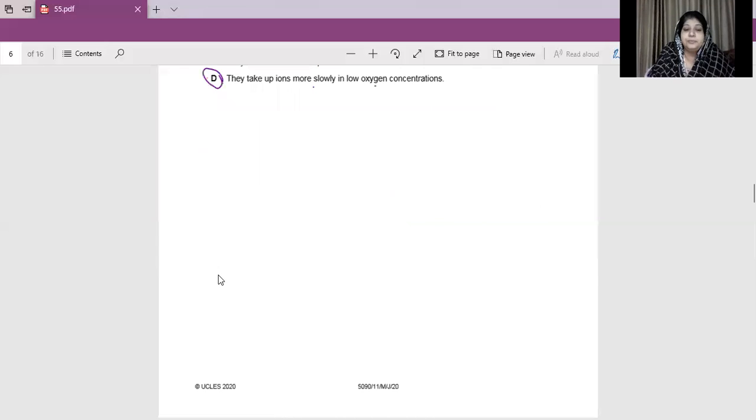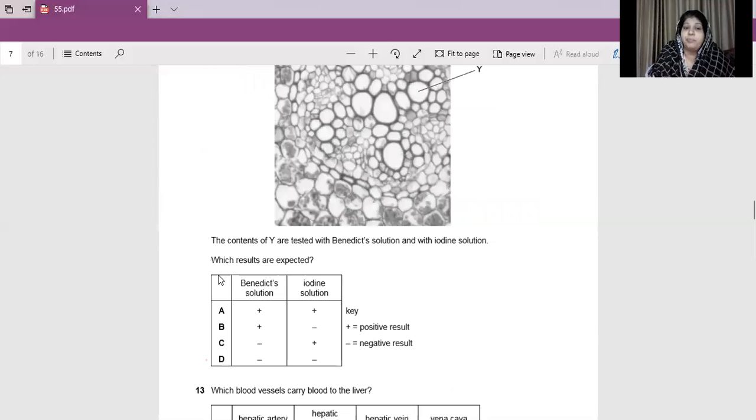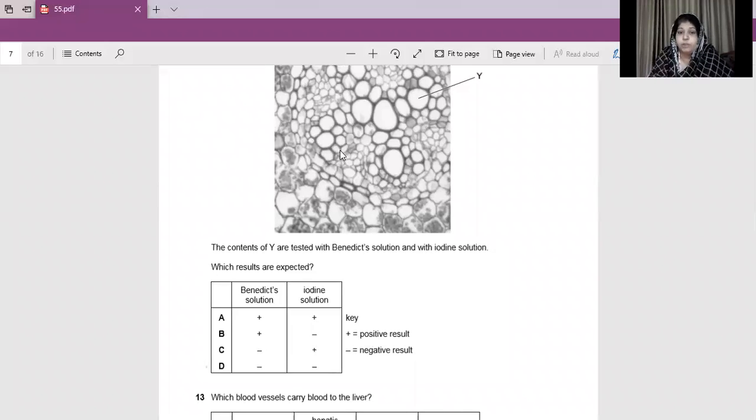Next is, a photomicrograph shows part of a section through a root. A root section is there. Oh, wait. The contents of Y are tested with Benedict's solution and iodine solution. Benedict's solution is for carbohydrates, right? Monosaccharides and disaccharides. And iodine is for polysaccharides. First of all, we have to know what portion this is. This is basically the xylem portion, because you know in the root, this middle portion is the xylem portion, and they are showing it this way, right? And xylem is responsible for the transportation of water and ions. Then how is it possible it contains any polysaccharide, monosaccharide or disaccharide? So the answer is this one. Both will be absent.